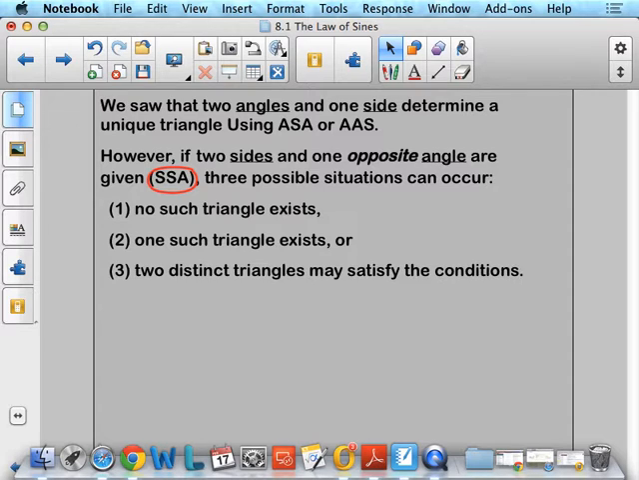Okay, so there's three cases. The first one, there's no triangle. This could happen if side A is less than side B, or, sorry, lowercase a is less than lowercase b. Okay, second case, there's only one triangle. That's the same situation. So a would be less than b. You'll see the difference in a second.